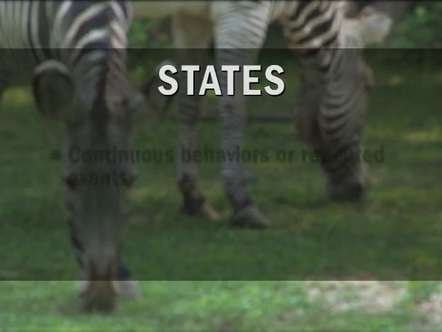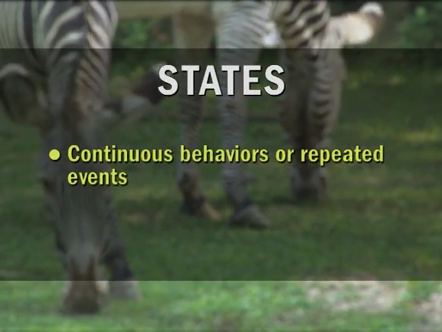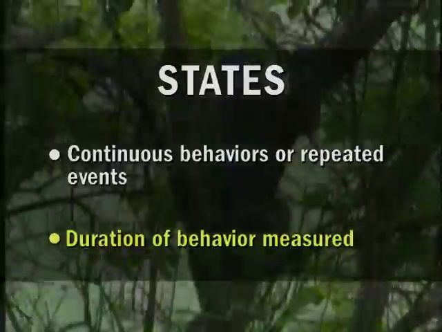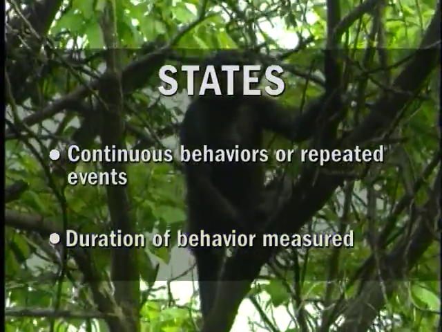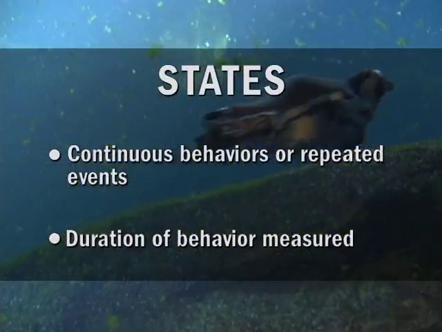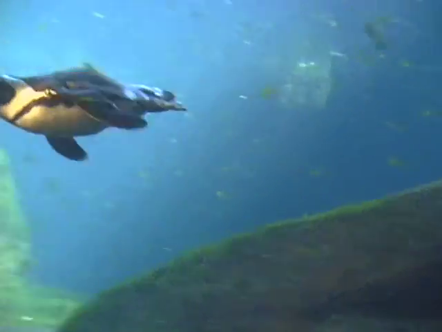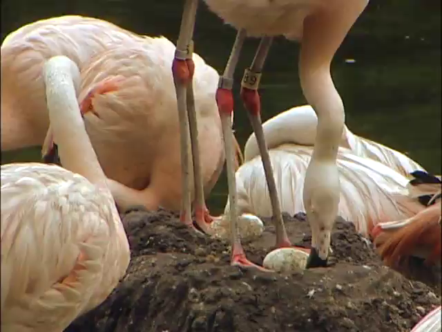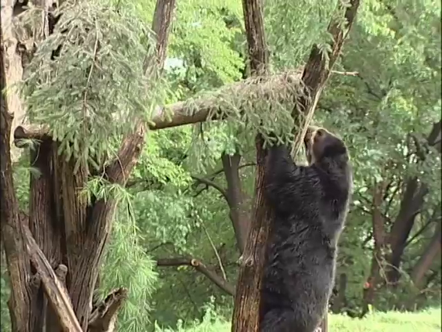States are activities that are made up of continuous behavior or repeated events. They generally last longer than discrete events and have a definite beginning and end point. Examples of behavioral states include swimming, sitting on the nest, and climbing.